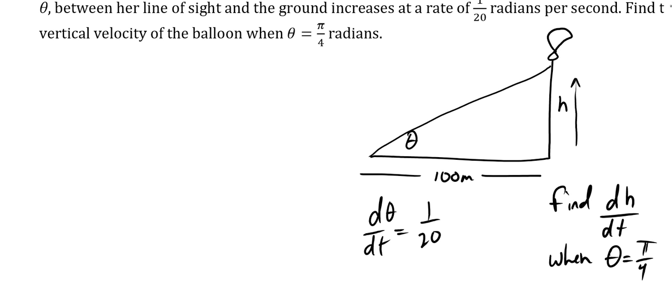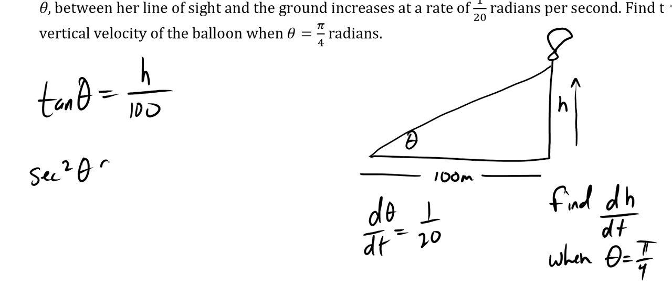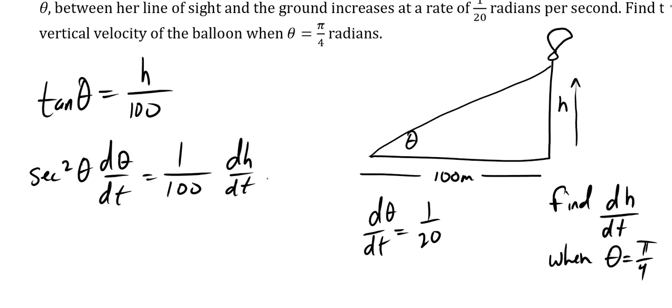So we're going to go with tan again. Tan theta is h over 100. So secant squared theta d theta by dt equals 1 over 100 dh by dt. What do we need to find? Yeah, overall we need to find dh by dt. So before we can find that, what do we need?